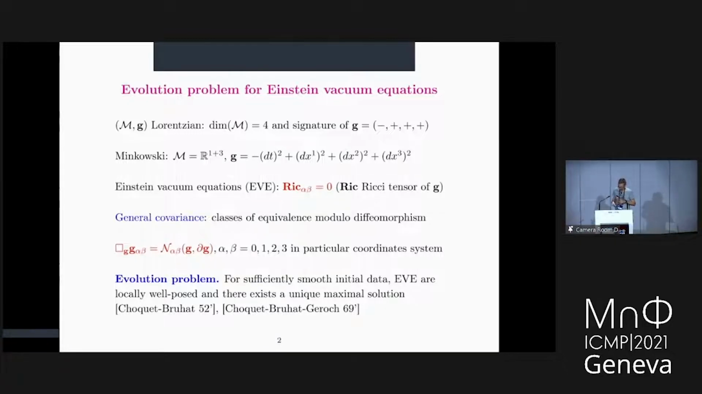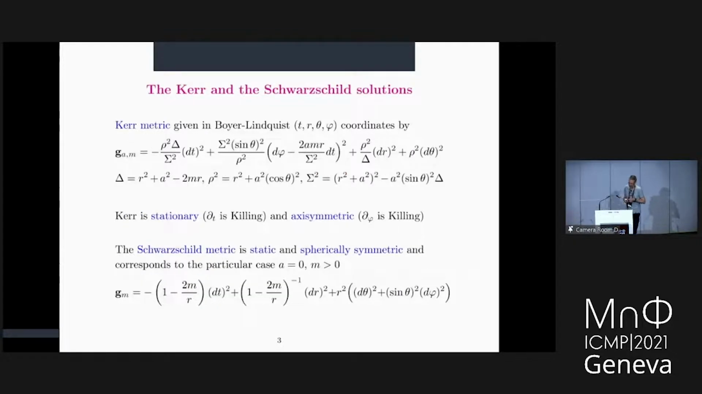So here on this slide, there is already one stationary solution. That's the Minkowski spacetime. It's flat and therefore Ricci flat in particular. So this is the first and the simplest, in fact, solution. And let me present two other solutions, which we already saw yesterday in Peter's talk, which are the Kerr and Schwarzschild solutions. Okay, so let me give you the Kerr metric in so-called Boyer-Lindquist coordinates, t, r, theta, phi.